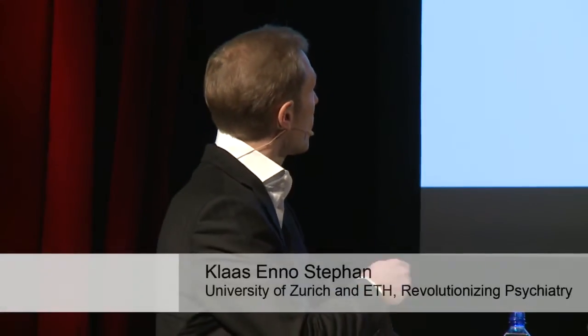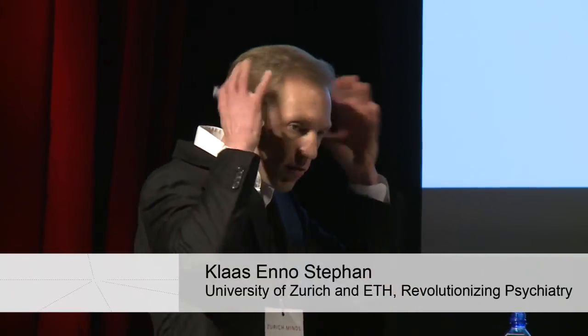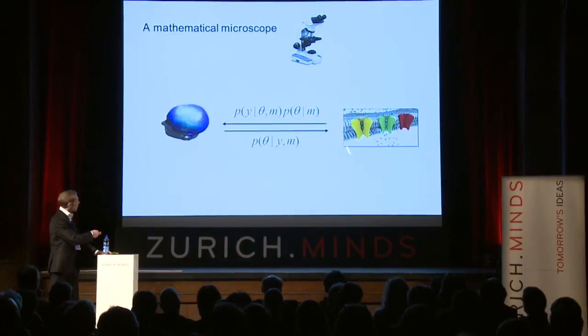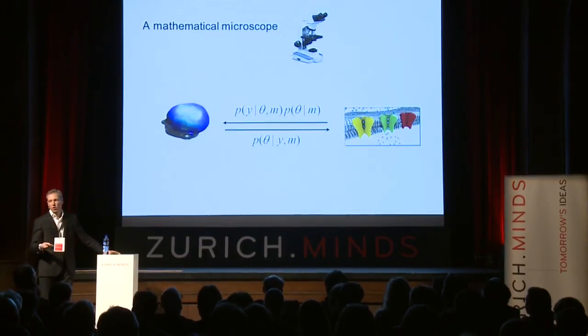So you can see DCM a little bit like, you could call it a mathematical microscope. We're trying to go from that macroscopic resolution of potentials measured at the scalp level down to microstates, even down to the level of ion channels. I will show an example of that later on.